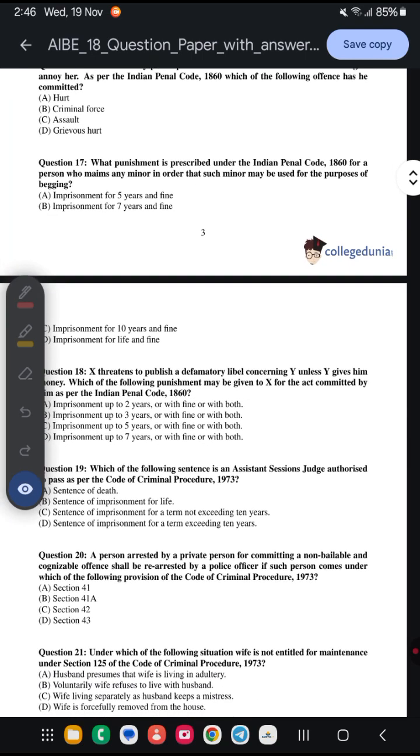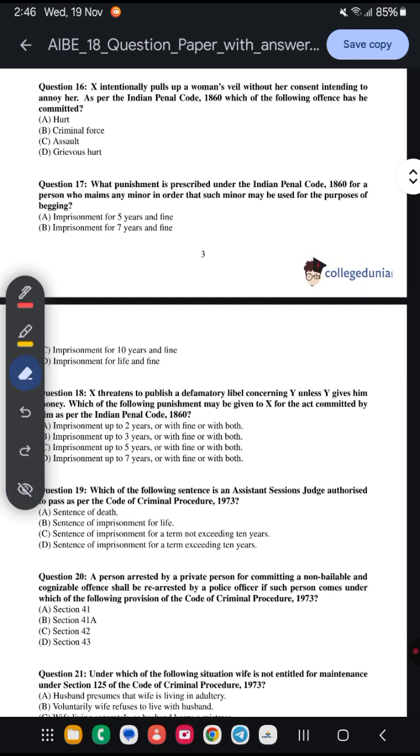The next question is question number 16. X intentionally pulls up a woman's veil without her consent, intending to annoy her. As per IPC 1860, which of the following offenses has been committed? This is a direct answer. B, it is criminal force, because intentional use of force comes under criminal force. Even if there is no physical harm, it is still called criminal force.